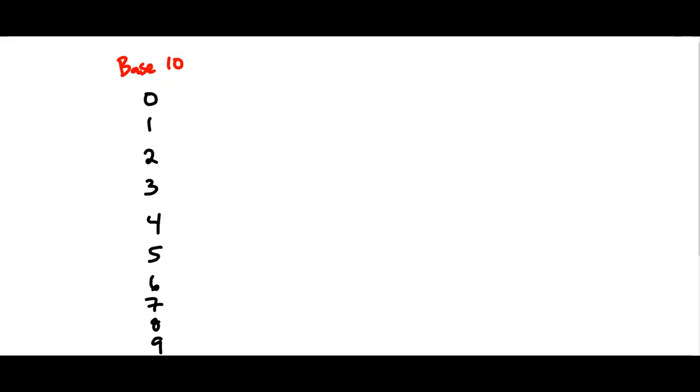What about base 2? So in base 2, notice we only have 2 numbers, 0 and 1. We never reach the 2. Just like in base 10, we never actually reach 10. We reach 10 if we have a tens place and a ones place, but we never have the actual number 10 written in here. Here we only have 2.